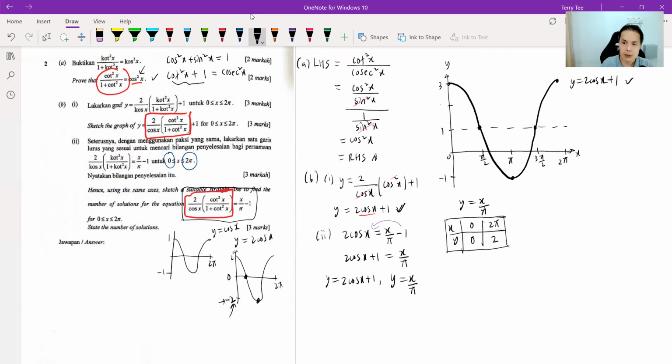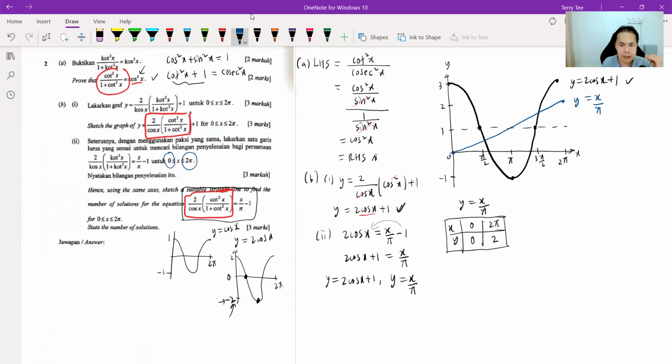Now we know 2 is around here. So maybe I use a blue color line, easier to see the difference. This is 0, 0. 2 pi and 2 is here. I just have to draw a straight line and, oops, my straight line is a bit too far up. Sorry. Okay, it's not very straight, but I think it's all right. Y equals x over pi.